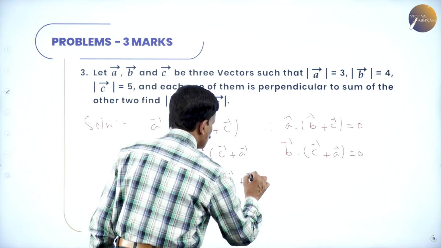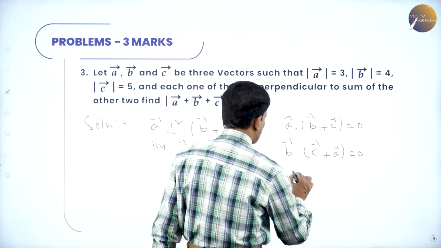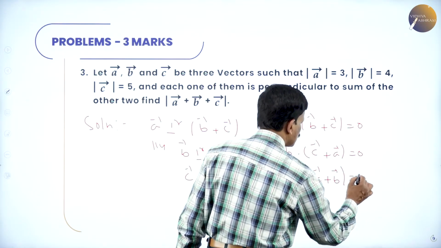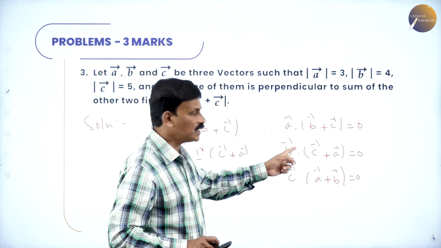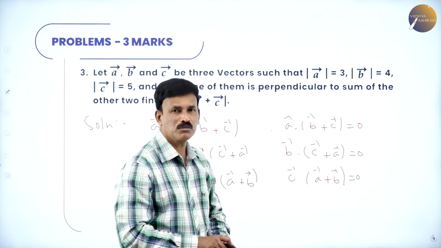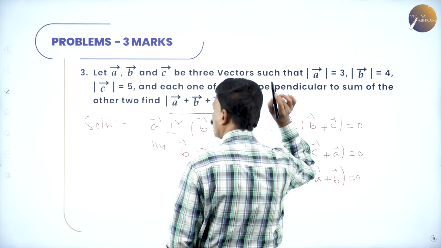A and B. So if C is perpendicular to A plus B, that means the dot product of C with vector A plus B is equal to 0. According to the given condition, A dot B plus C is equal to 0, B dot C plus A is equal to 0, and C dot A plus B is also equal to 0. Now what is to find the magnitude of A plus B plus C?